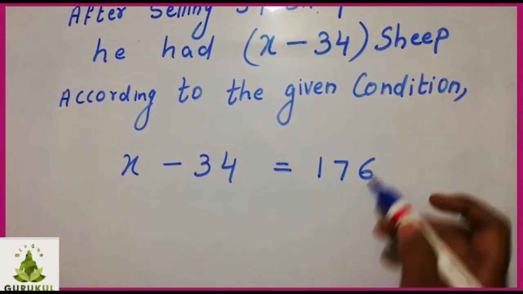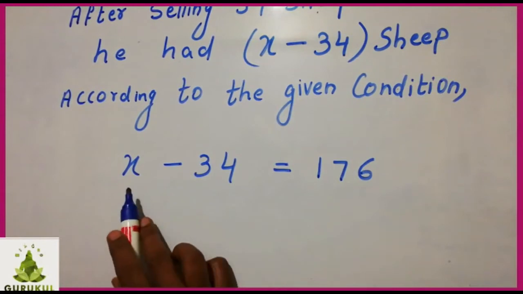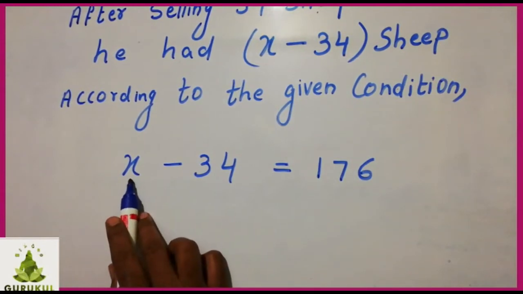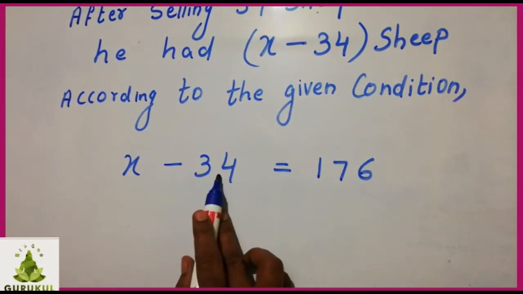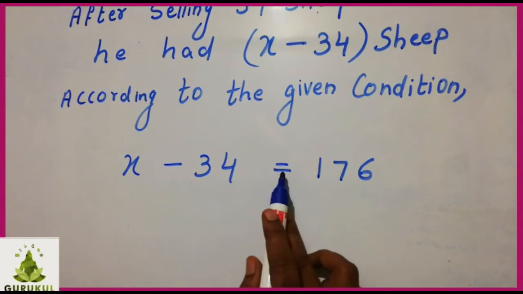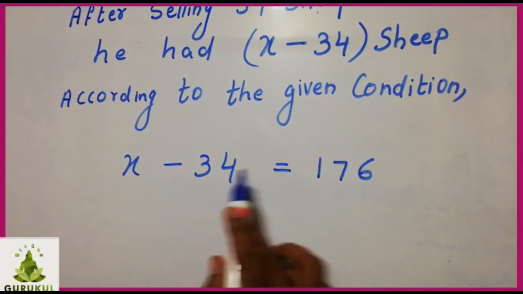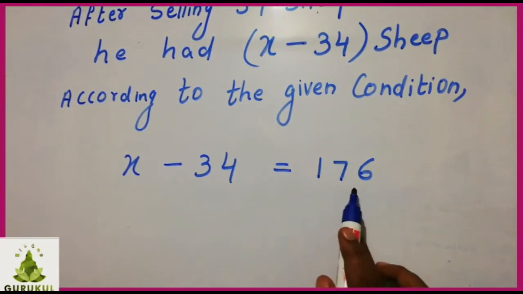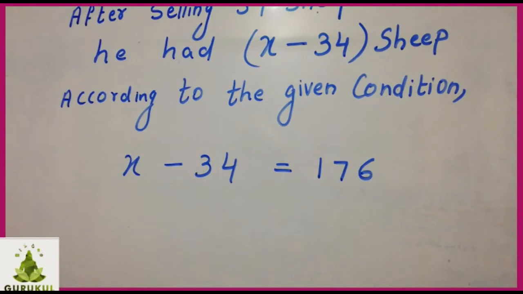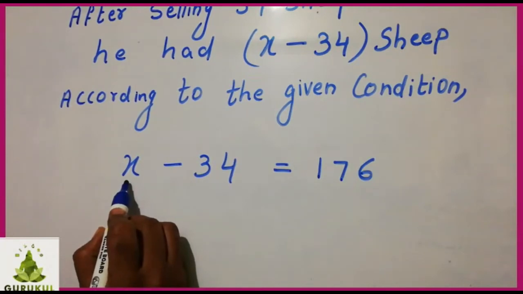So according to the given condition, now how is the equation formed? He was having x sheep. From that minus 34, means he sold 34 sheep. So after selling, how much did he have in all? x minus 34, in all what is remaining is 176. This is the equation which is needed. Once you have the equation, you know how to solve it. How many sheep did Harba have at first? We have to find the value of x.